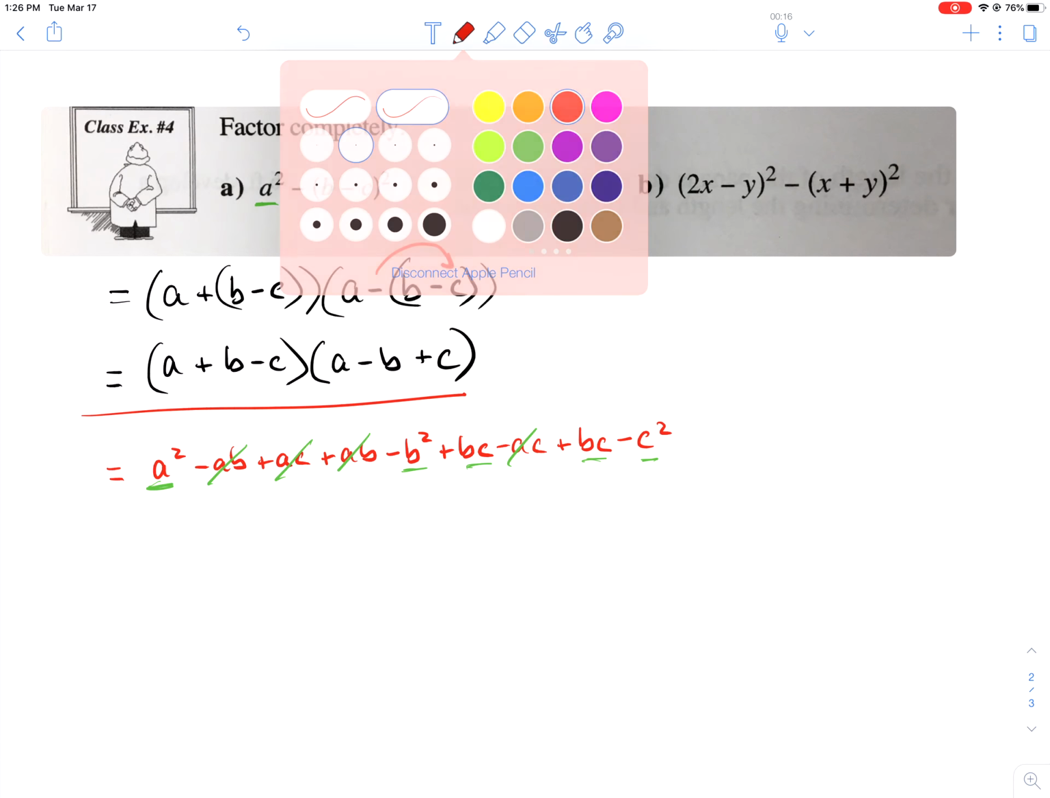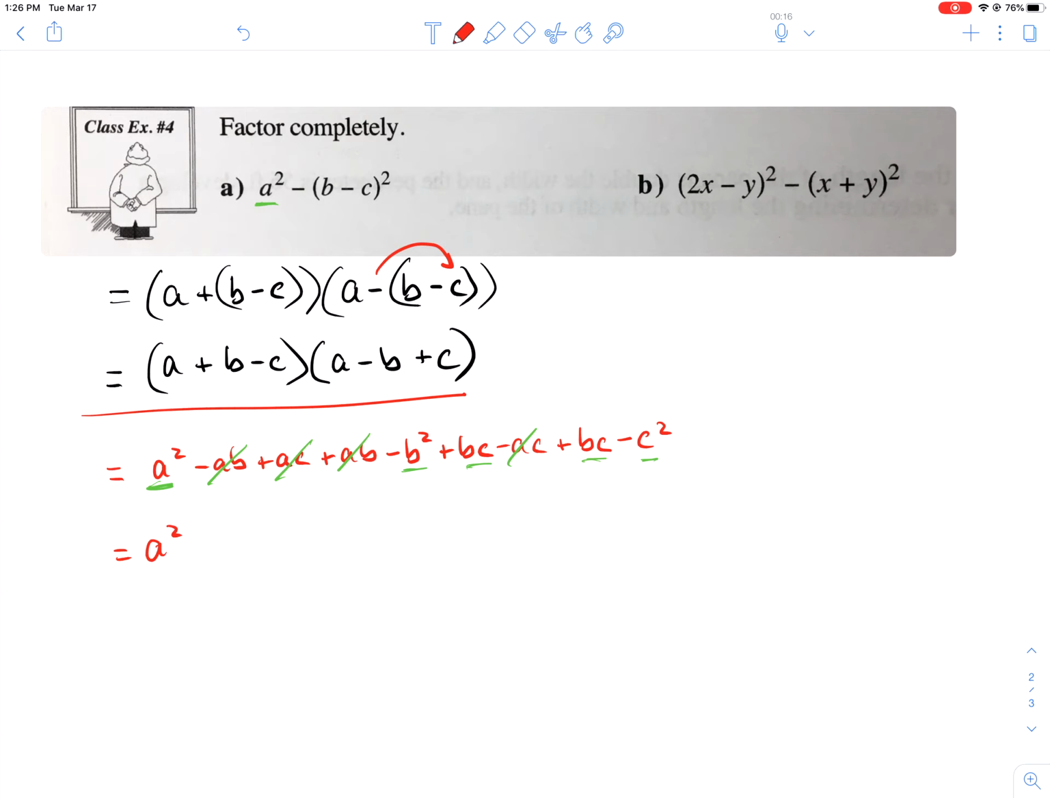Let's go back to red. So I have a squared. Let's just clean this up a little bit. Minus b squared plus 2bc minus c squared. I'm going to factor out the negative here: a squared minus (b squared minus 2bc plus c squared). Does everyone see why I was able to factor out the negative out of each one? If I multiply a negative 1 back in, I get those three terms again.